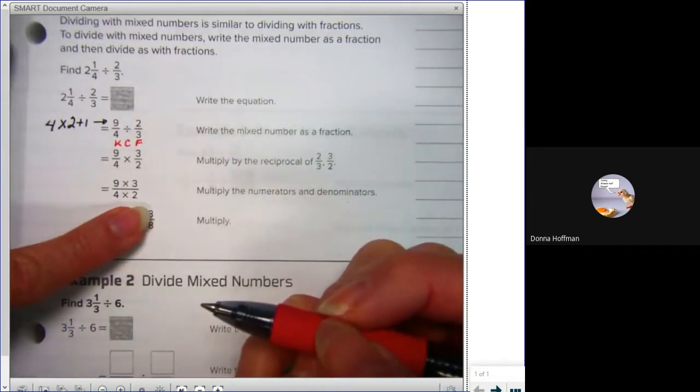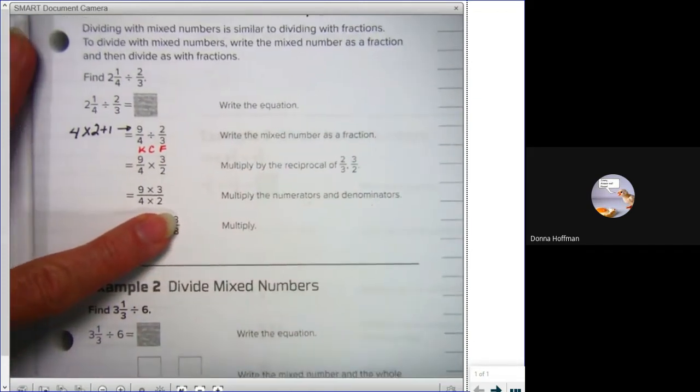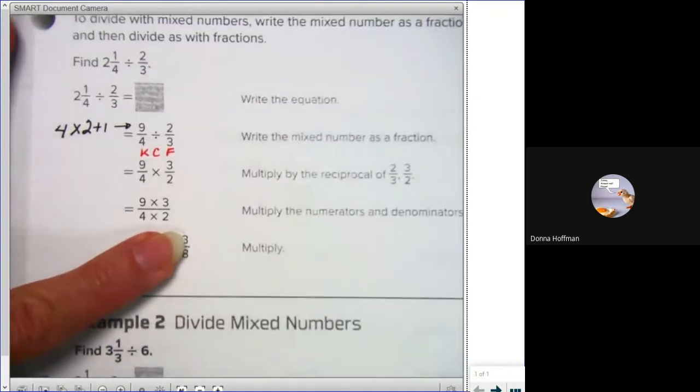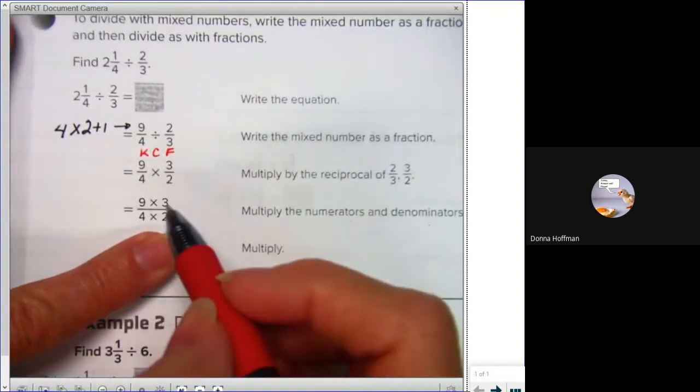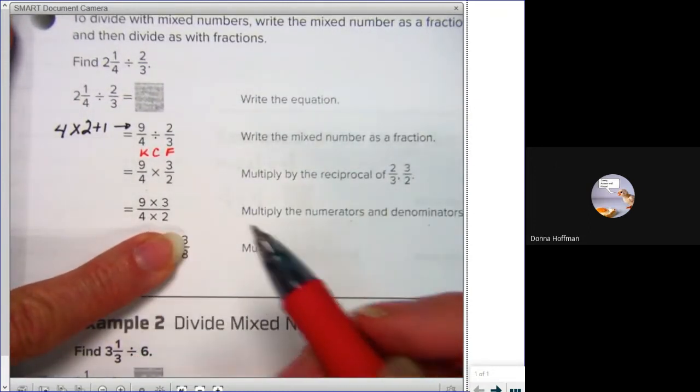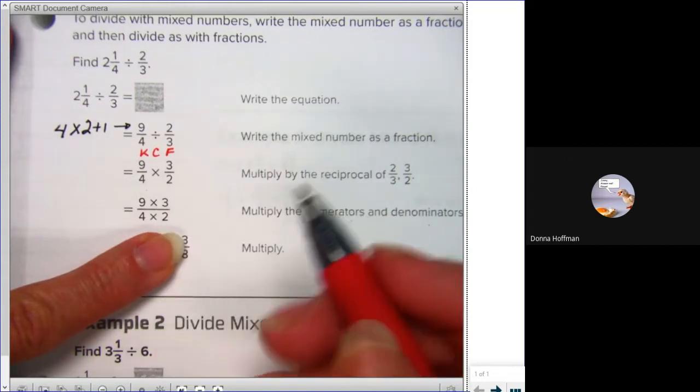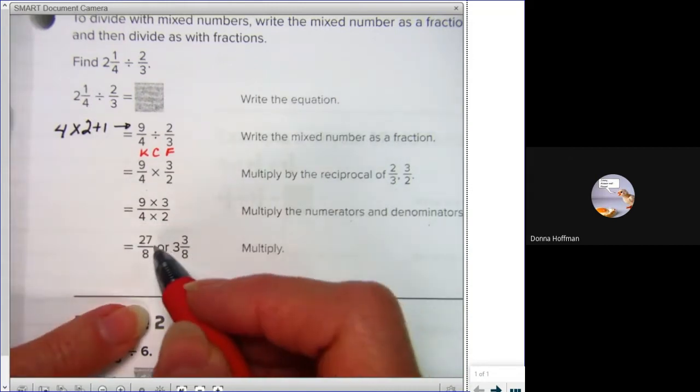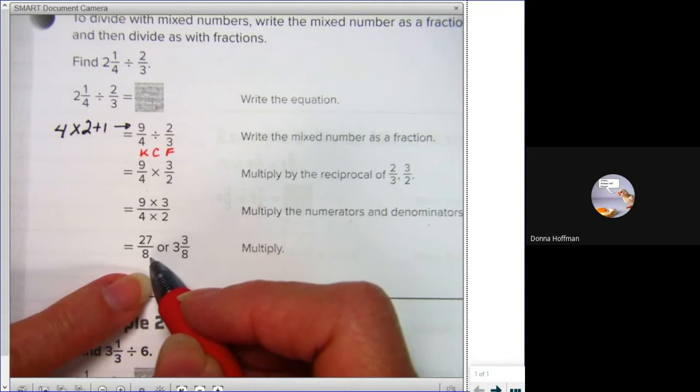Then you look for cross reduction. Now, the book doesn't always look for cross reduction, which I'm kind of disappointed in, but in this case, there is no cross reduction, so they're just multiplying across the top for the numerators and across the bottom for the denominators. And that's how they got 27 pieces of 8 pieces.